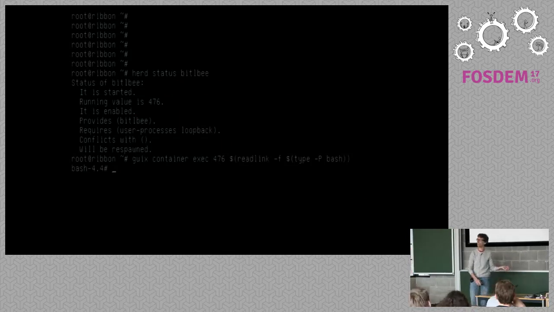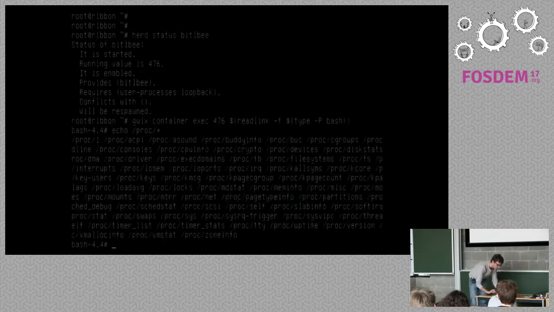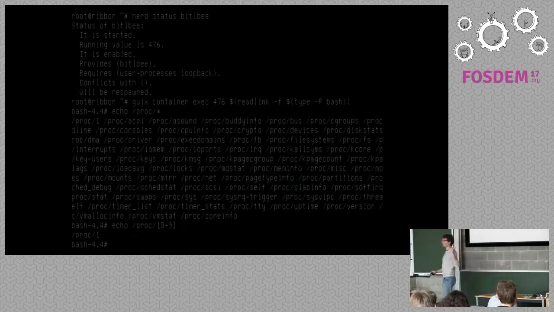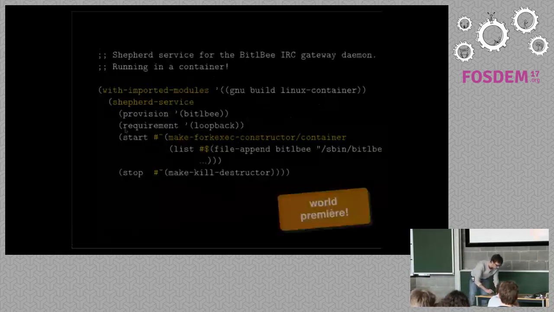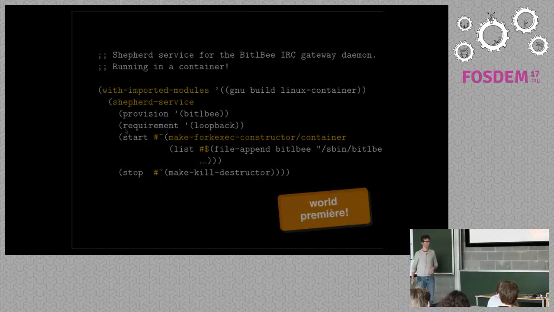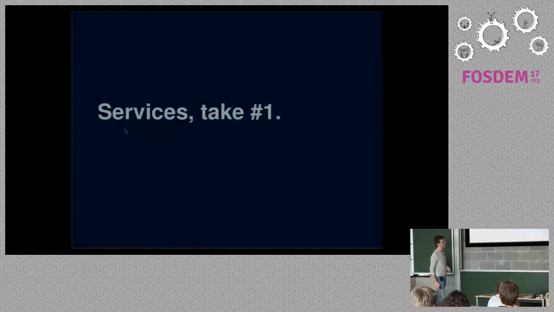Essentially, we have a shell that's running inside that container, and if we look at /proc/0-9, we see there's only one process inside that container. So that's B2B running as PID 1 inside that container, right? That's the story. Okay, so that's it for the world premiere.